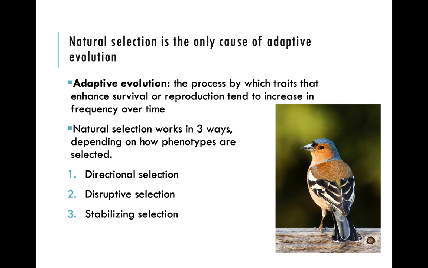and it's the only way, the only process that is directed. It's the only situation where you get a trend in traits. Traits that are advantageous are accumulated rather than just random changes. So there are three different ways that natural selection works depending on how the phenotype is selected.